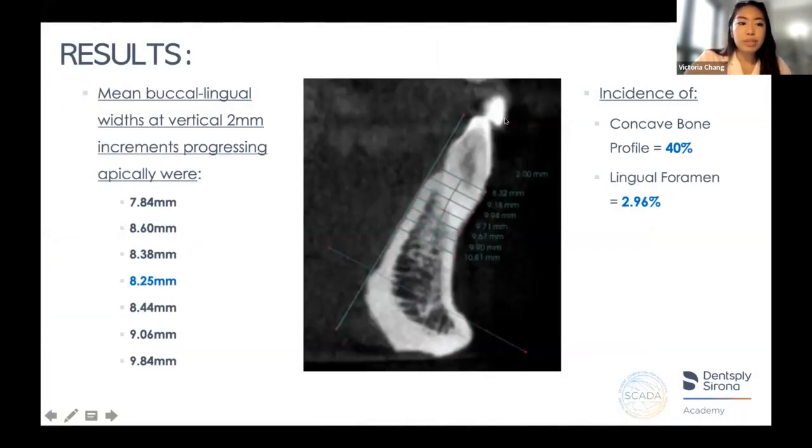So the first part of our results, you can see I kind of blew up the picture from the previous slide, and I share here on the left the mean buccal lingual widths at vertical 2 millimeter increments, and in blue the 8.25 millimeters, because it corresponds well with the highest incidence bone profile type of concave at 40%. So 8.25, like there's a little bit of a concavity, and also we had a 2.96, about a 3% incidence of lingual foramen.